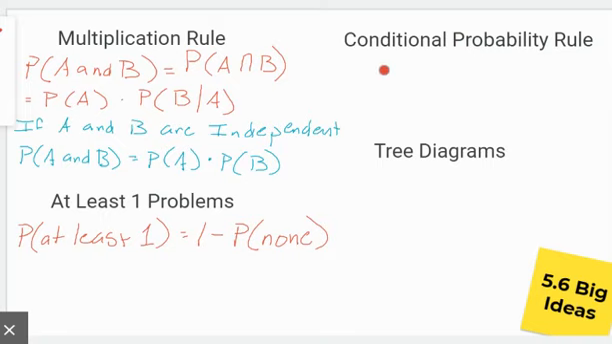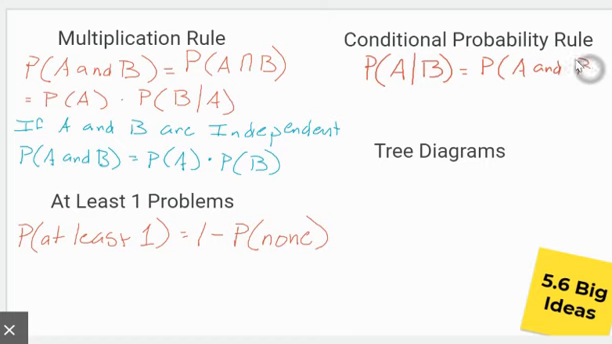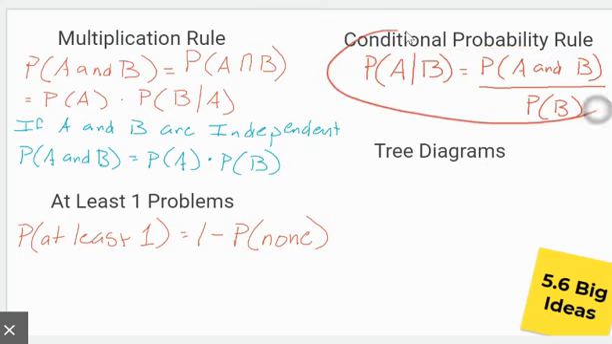But conditional probability looks like this. The notation for it would be the probability of A given B. Well, that's equal to the probability of A and B divided by the probability of B. This conditional probability formula right here, or conditional probability rule, it works all of the time.